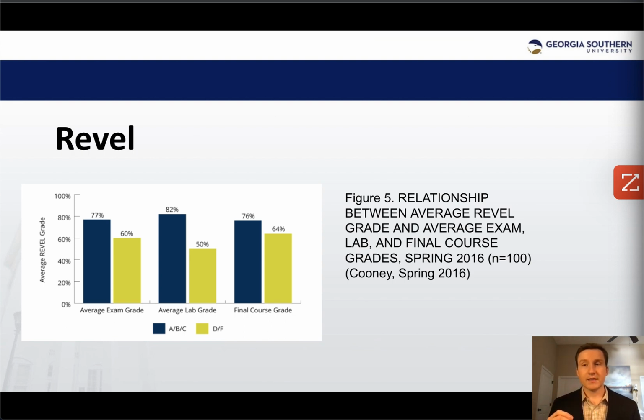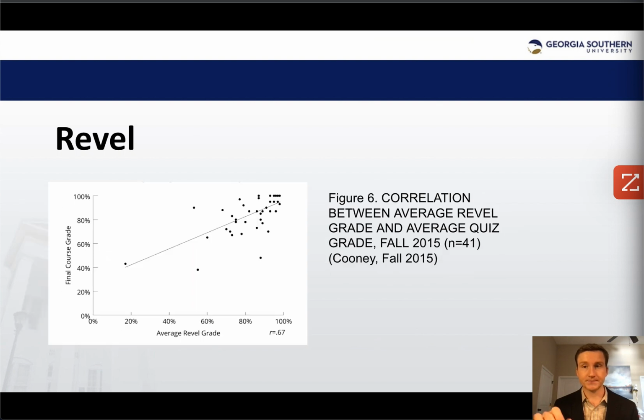Figure 5 shows that the higher the Revel grade, the higher the average exam grade, specifically a 17% increase. And the lab grade was a 32% increase, and the final course grade was a 12% increase.